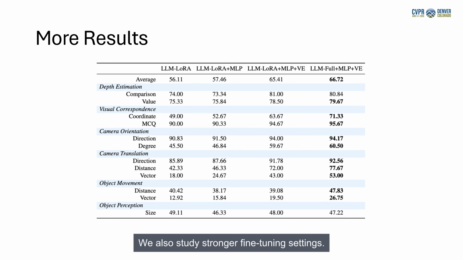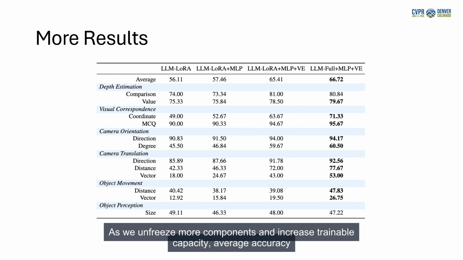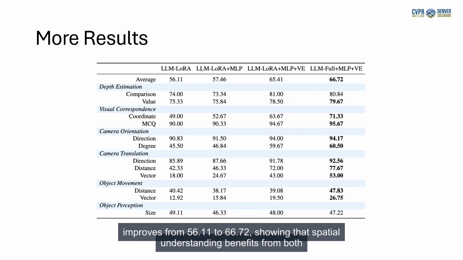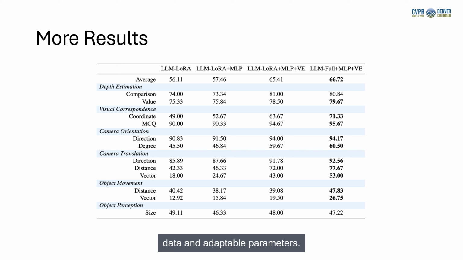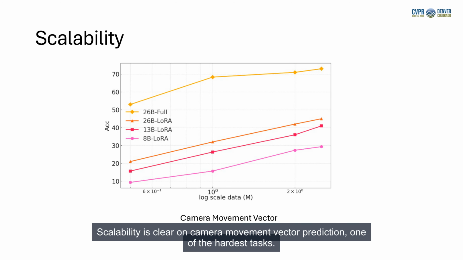We also study stronger fine-tuning settings. As we unfreeze more components and increase trainable capacity, average accuracy improves from 56.11 to 66.72, showing that spatial understanding benefits from both data and adaptable parameters. Scalability is clear on camera movement vector prediction, one of the hardest tasks. As data and model capacity increase, accuracy consistently rises. With 2.5 million samples, the 26B full fine-tuning setting exceeds 70%.